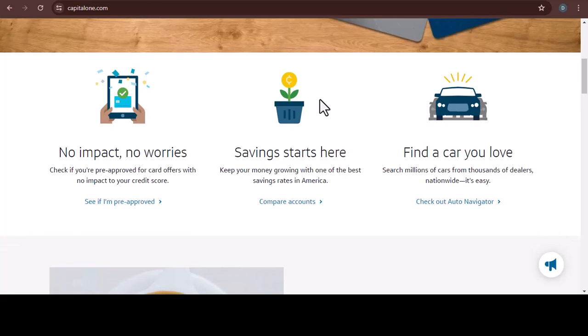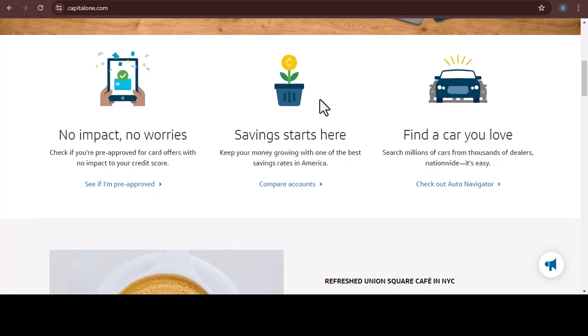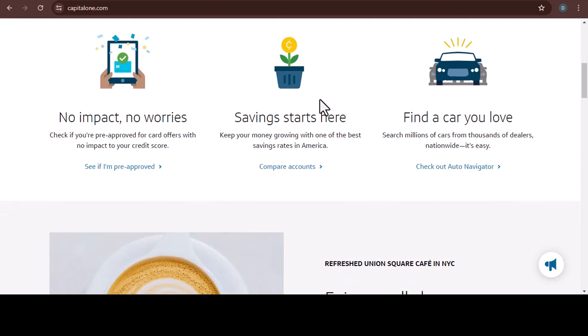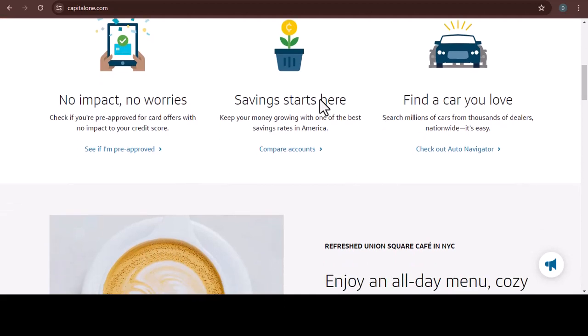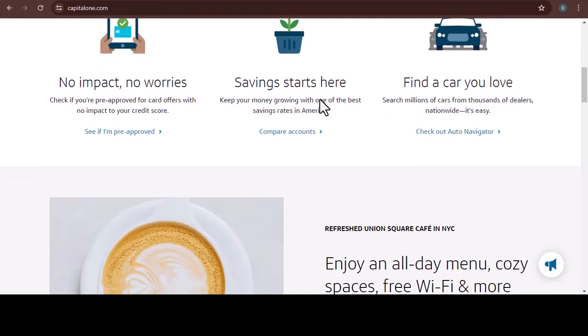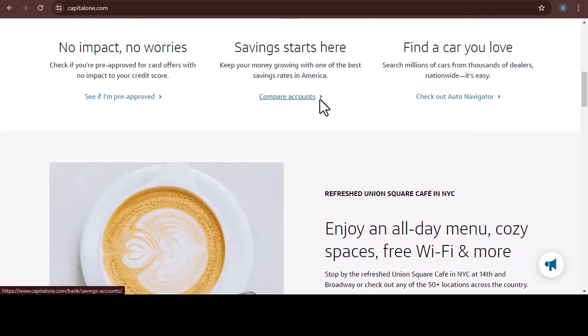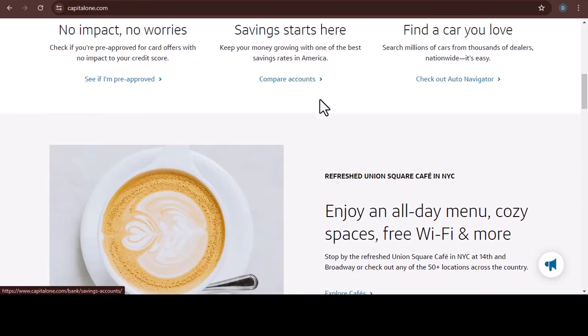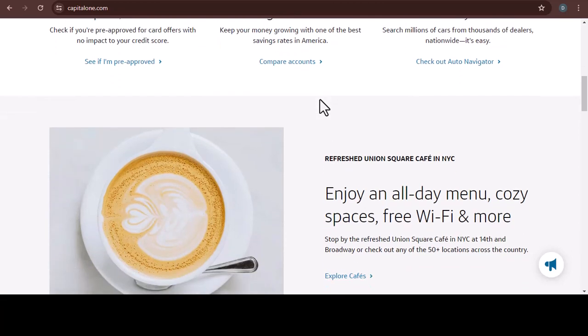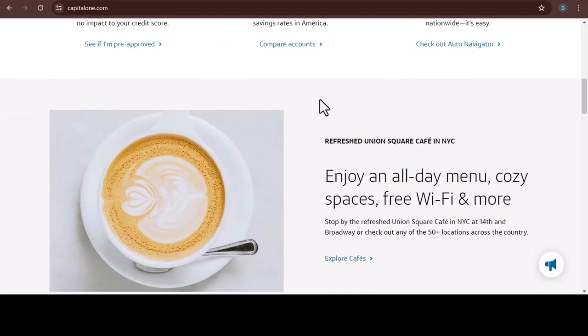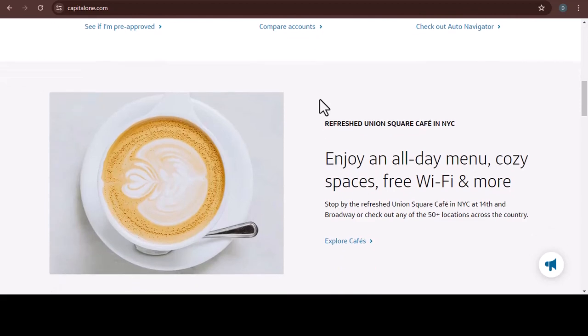So, let's talk about Capital One. It's a financial giant, a household name in the U.S., synonymous with credit cards and innovative banking solutions. But is Capital One just for Americans? Can you, as someone living abroad, leverage their services? Buckle up, because we're about to explore the fascinating, and sometimes surprising, global reach of Capital One.